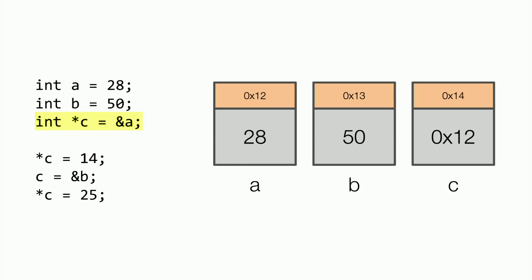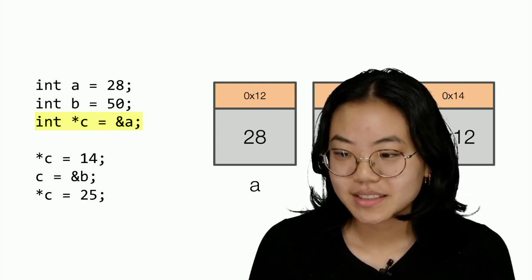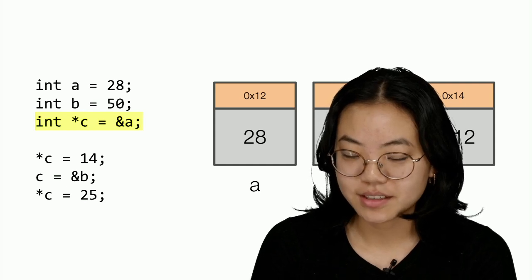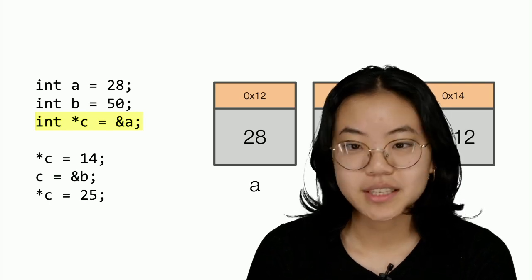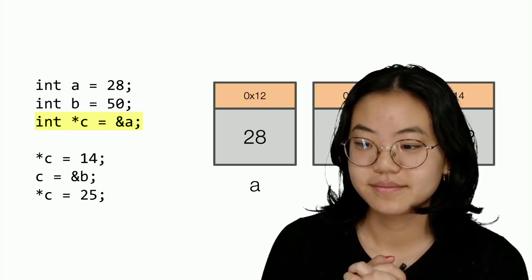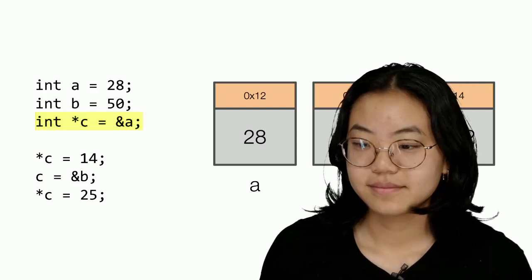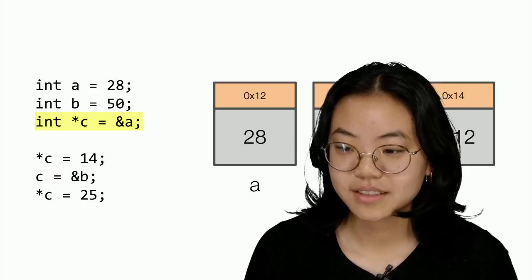Great. So then this next line of code, we have star C equals 14. So what is that doing? What is the star here doing? And which variable is that going to change? Any thoughts here?